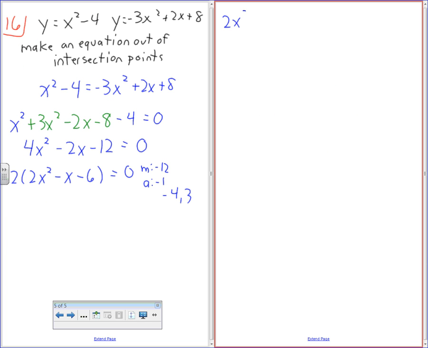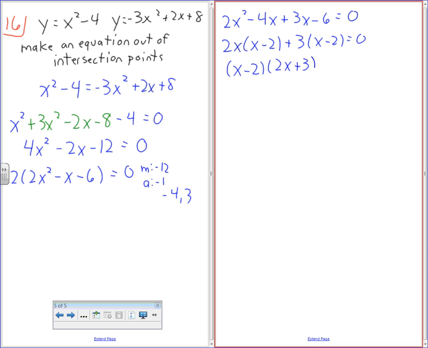2x squared minus 4x plus 3x minus 6 equals 0. 2x times x minus 2 plus 3 times x minus 2 equals 0. x minus 2 times 2x plus 3 equals 0. x equals 2, x equals negative 3/2. Now, if you did this with the quadratic formula, you should have got the same answer, and that's cool. The quadratic formula works, I have no issue with it. Just this is 100 times faster, and you don't need to worry about pluses and minuses and all that fun stuff.